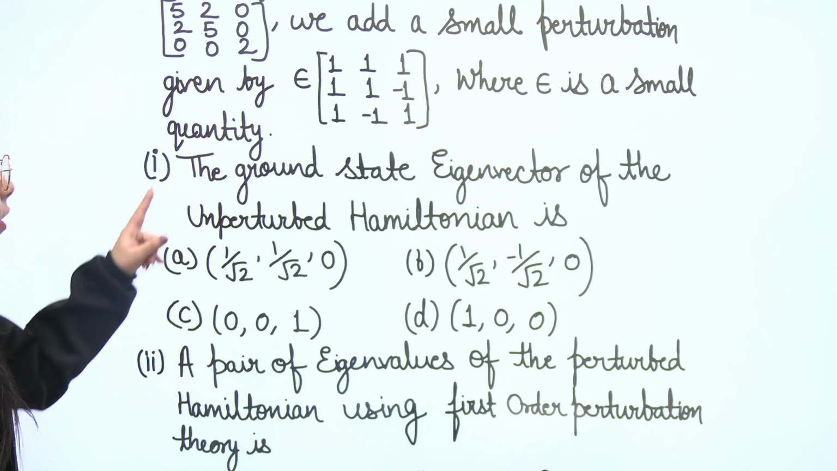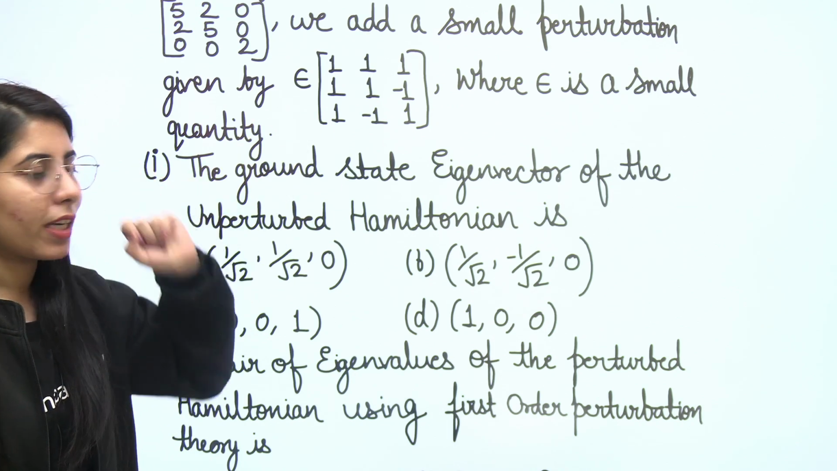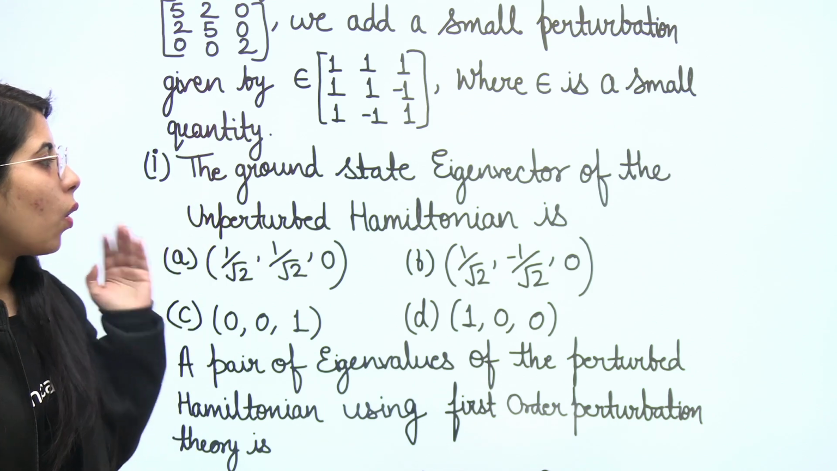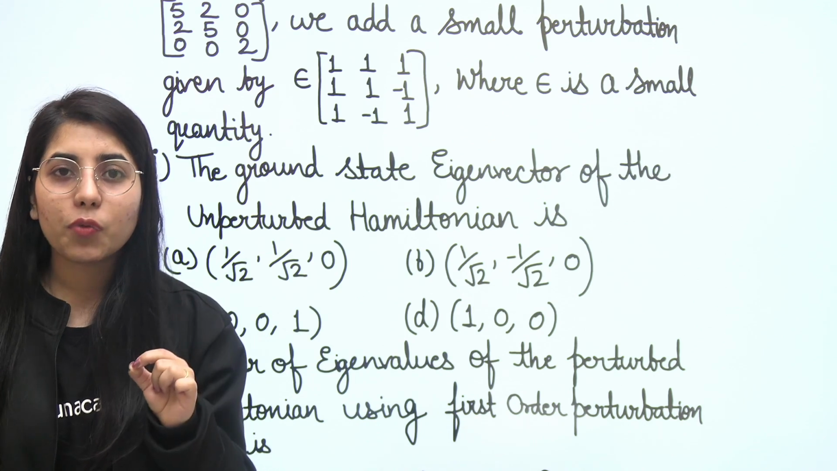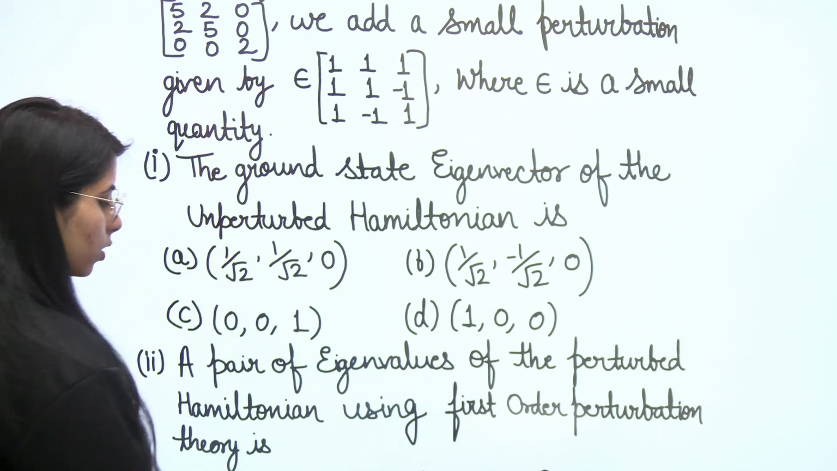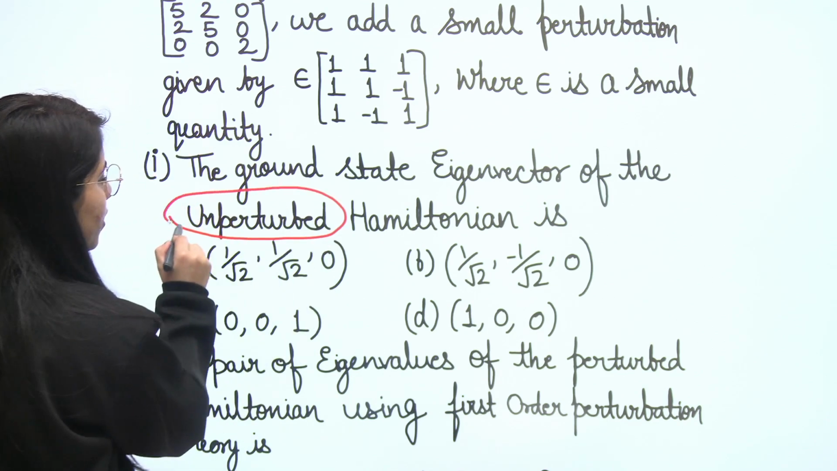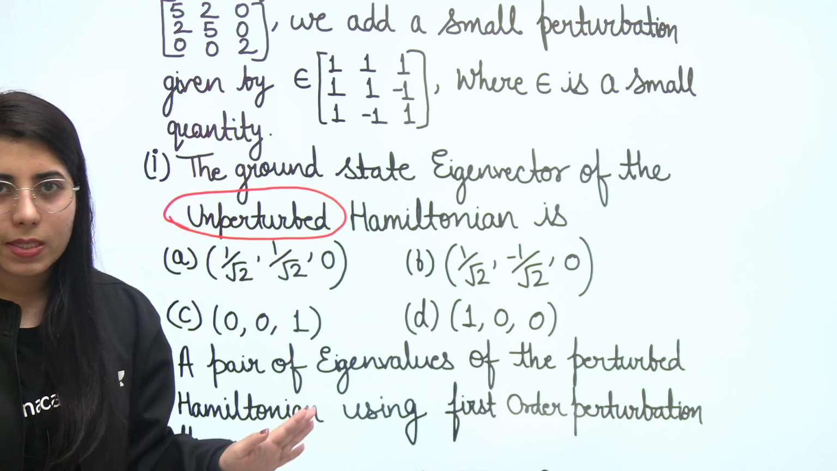So you need to find the ground state eigenvector, not the eigenvalue this time. They are asking for the eigenvector of the unperturbed Hamiltonian. Clear? Now let's talk about what steps you will have to take. The first thing, they have mentioned one thing which is very important for everyone to notice, that is unperturbed Hamiltonian, which means only the unperturbed part you need to consider here.